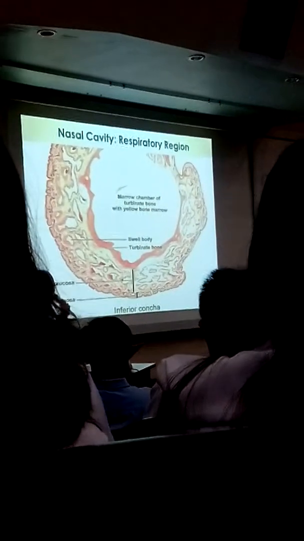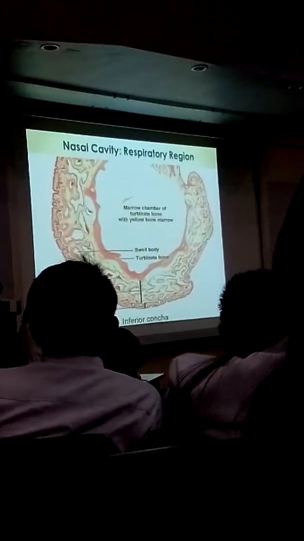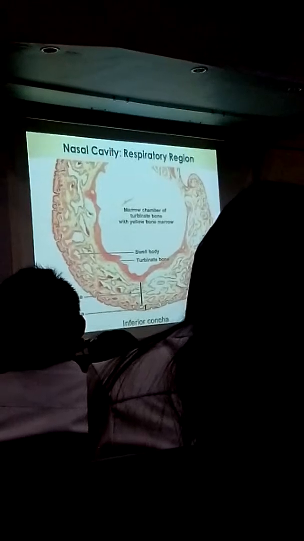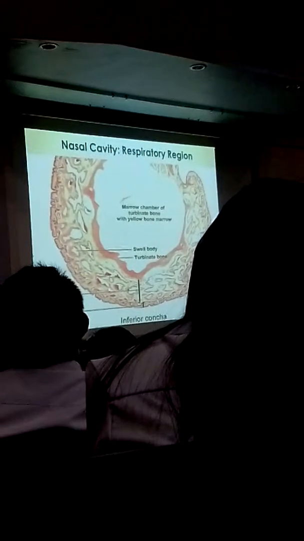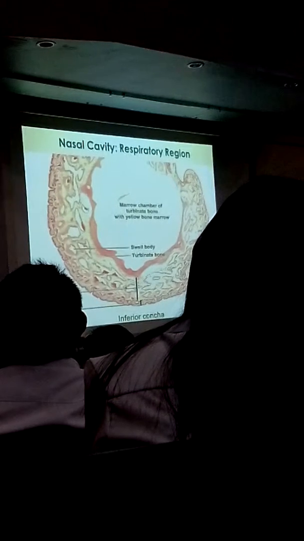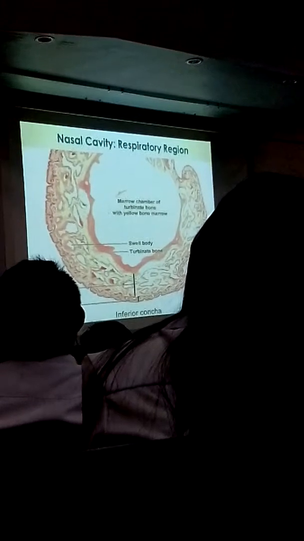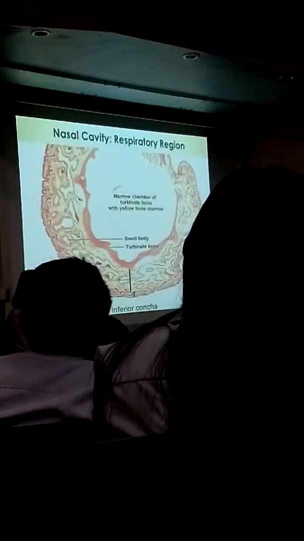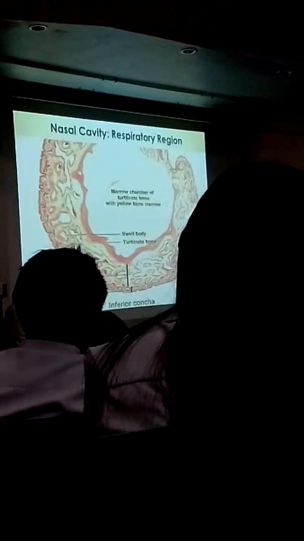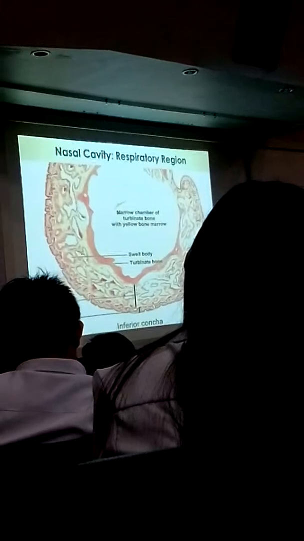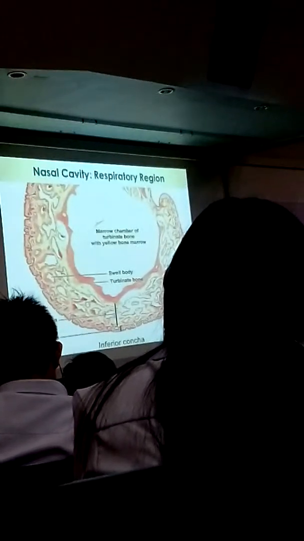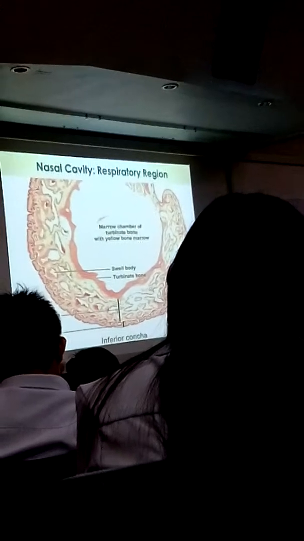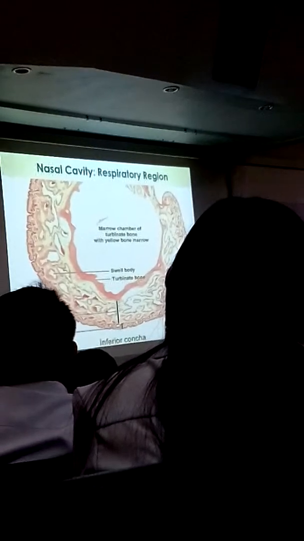A major characteristic of the respiratory region of the nasal cavity is the presence of a thick lamina propria, in which, what are these? There is a rich vascular network that serves to humidify the air that passes through the nose. And this is also the part that engorges during rhinitis.